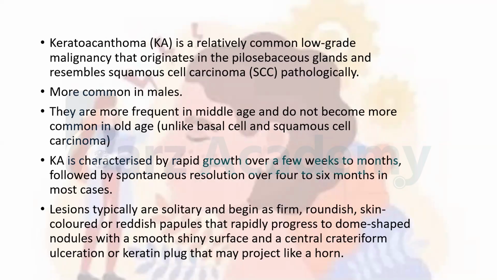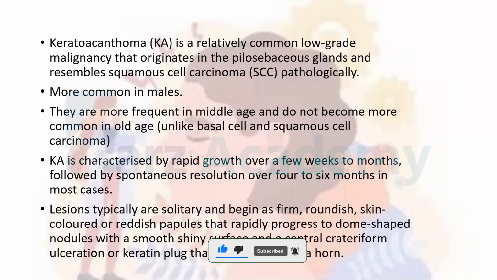Keratoacanthoma is a relatively common low-grade malignant lesion that originates from the pilosebaceous glands, and it resembles squamous cell carcinoma pathologically. Most commonly seen in men, and they are more frequent in middle age and do not become more common in old age, like basal cell and squamous cell carcinoma, which become more common with advancing age. Keratoacanthoma is characterized by rapid growth over a few weeks to months, followed by spontaneous resolution over 4 to 6 months in most cases.